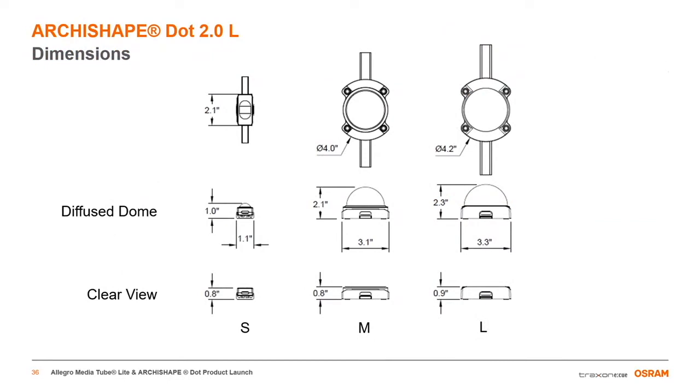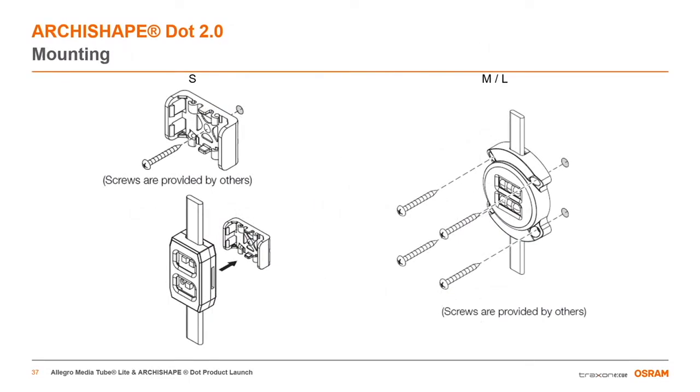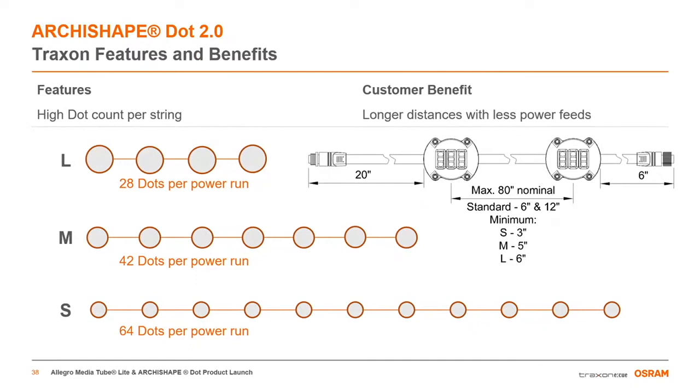The ARCHISHAPE Dot comes in at a very small footprint, again, very similar to our Allegro Dot sibling. Each unit actually does come in, again, slightly smaller than the sibling product, however. Mounting is extremely simple. For the small, it utilizes a clip that attaches to each small dot, whereas the medium and large are each mounted directly to the surface.